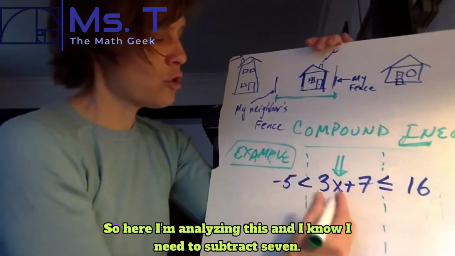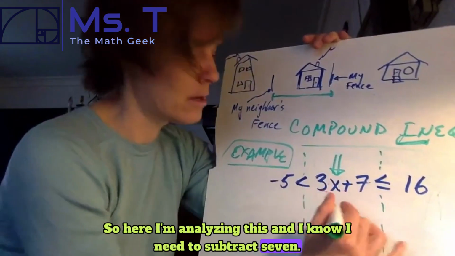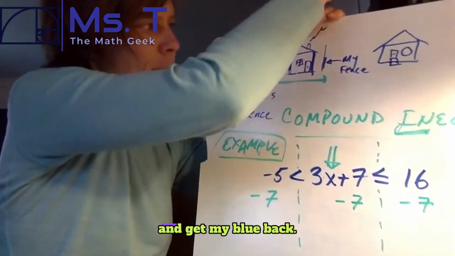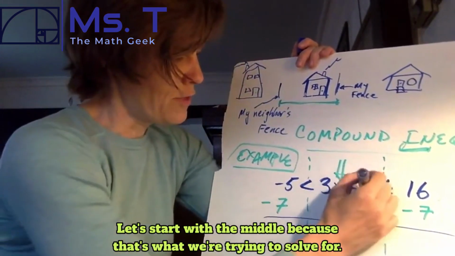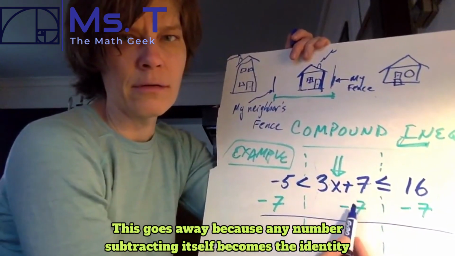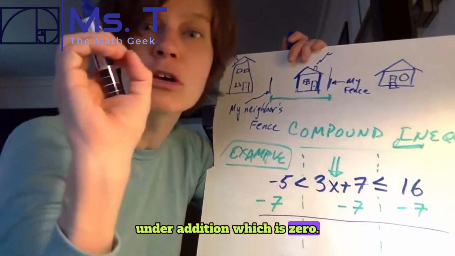Okay? So here I'm analyzing this, and I know I need to subtract 7, but I have to then do it to all parts. You see this? Let me get my blue back. So let's start with the middle, because that's what we're trying to solve for. This goes away, because any number subtracting itself becomes the identity under addition, which is 0.